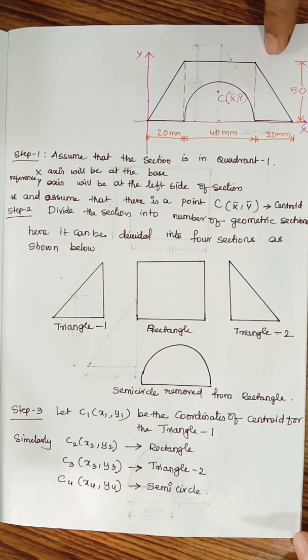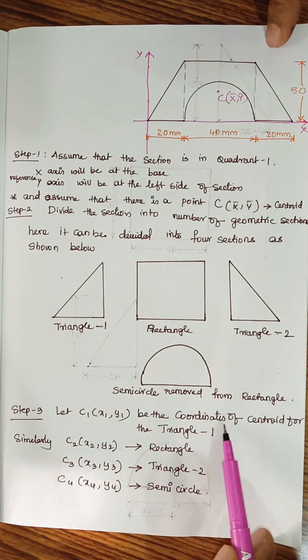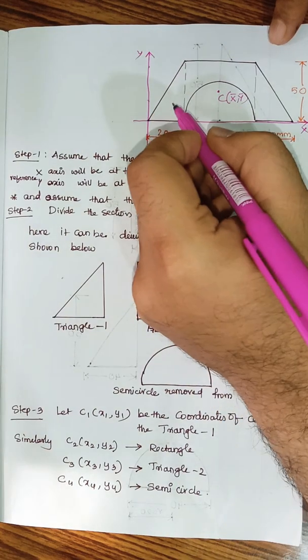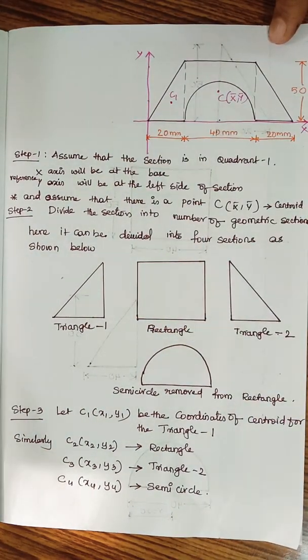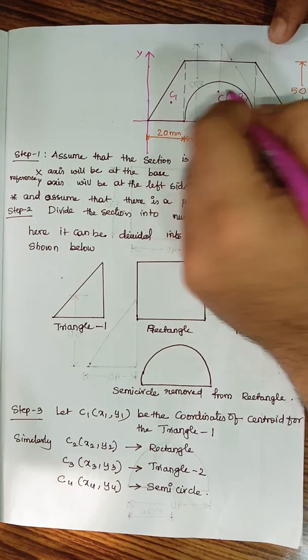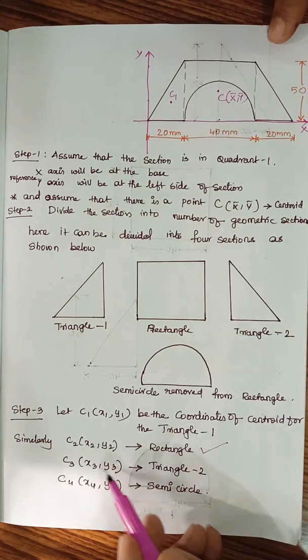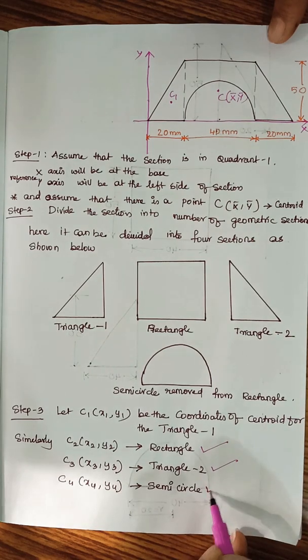Now, step number 3. Let us assume that there are four different points: C1 with coordinates X1, Y1, which is nothing but the coordinates of centroid for triangle 1. This point here is C1. Next, let us assume that there is a point C2 whose coordinates of centroid are X2 and Y2. This is for the rectangle. Similarly C3 is for triangle number 2, and similarly C4 is for the semicircle.